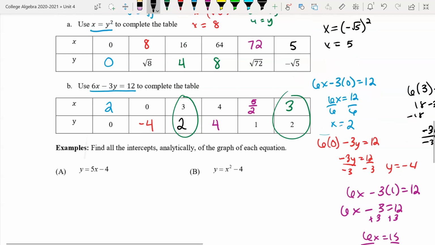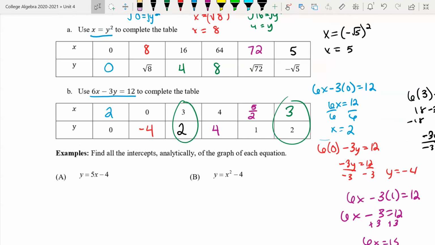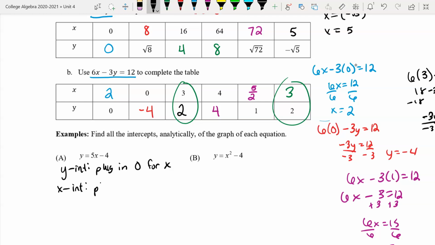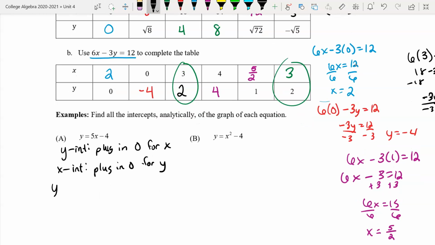So that's what I would say is probably one of the hardest parts on the Hawks, is doing that. So find all the intercepts analytically of the graph of each equation. To find intercepts, right, you're going to plug in 0 for the opposite value. So if I wanted to find the y-intercept, I plug in 0 for x. If I wanted to find the x-intercept, I plug in 0 for y. So let's do the y-intercept first on this one.